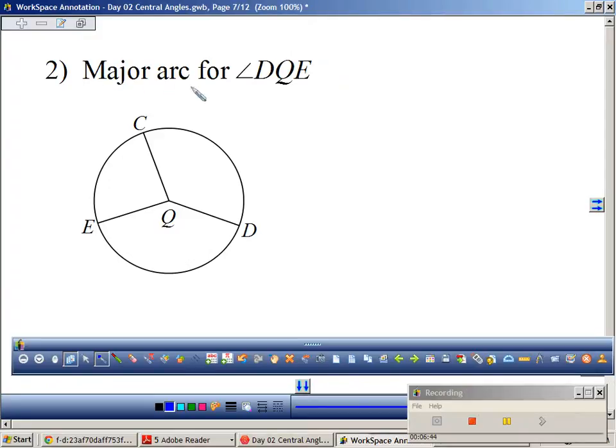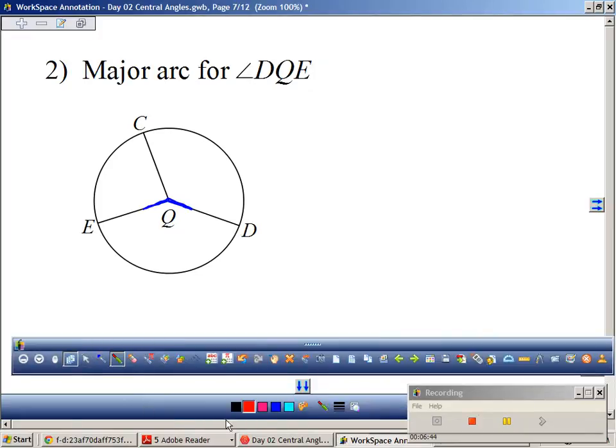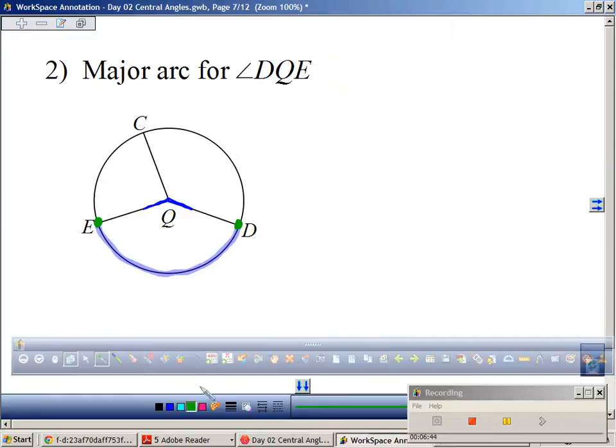Okay, this one gives me the major arc for angle DQE. It wants to know the major arc. So angle DQE would be this angle right here. So DQE has a minor arc. I'm going to change to my highlighter. Has a minor arc here. Well, I don't want the minor arc. I want the major arc. So I need to take the intersection here and here, and I need to go around this circle.